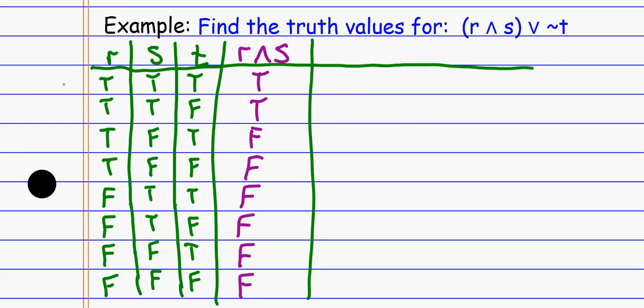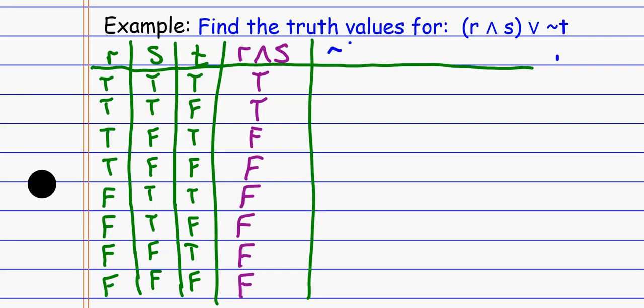Okay, and again, I'm just looking right here at the R and S values to determine, hey, what values do I have here? I'm running the scenarios, okay? The next thing I would do is probably do the negation of T. All right, so now I'm going to do the negation of T.